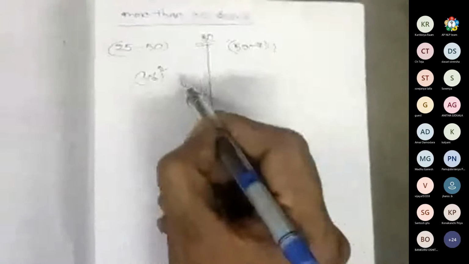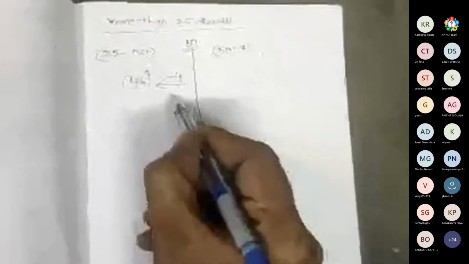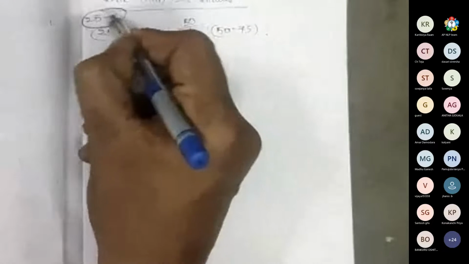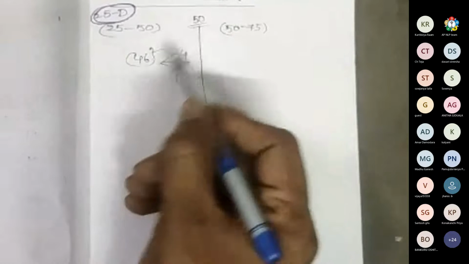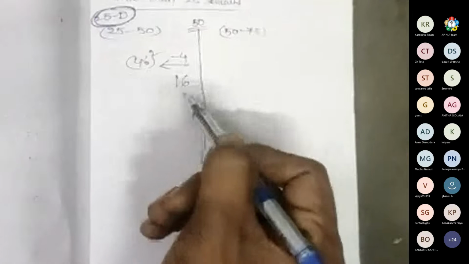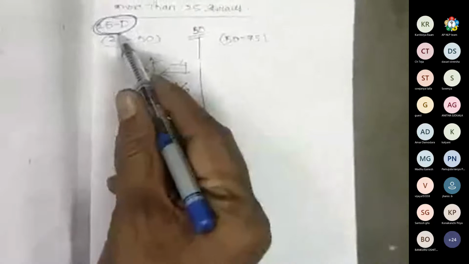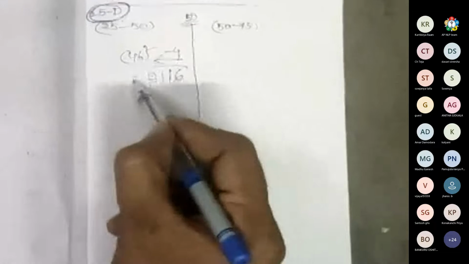But to solve 46 whole square in an easy way: for 50 it is 4 less. 4 square is 16. For squares from 25 to 50, what is the technique we have to follow? We have to follow the technique of 25 minus difference. 46 is 4 less than 50, 4 square is 16. Then here you have to follow 25 minus difference. 25 minus 4 is what? 21. This is 2116. Very simple.